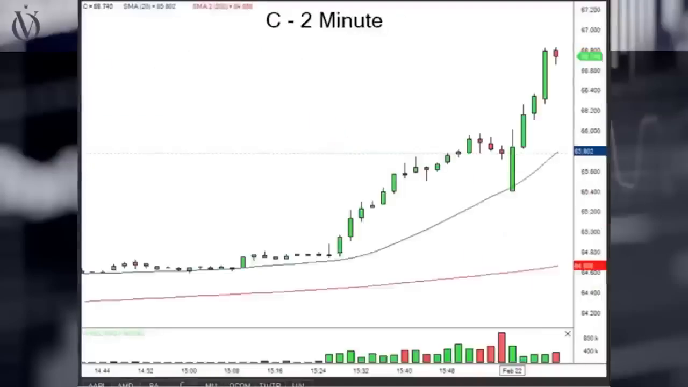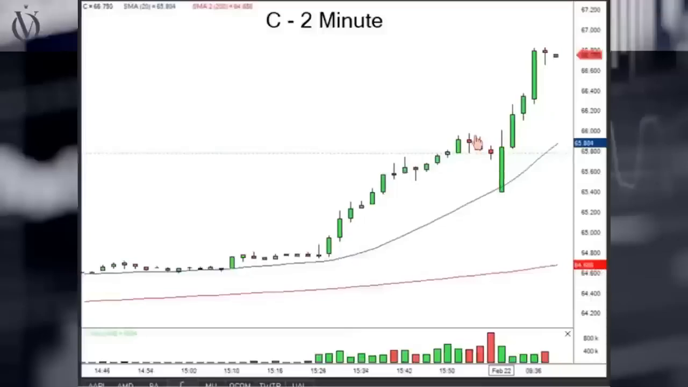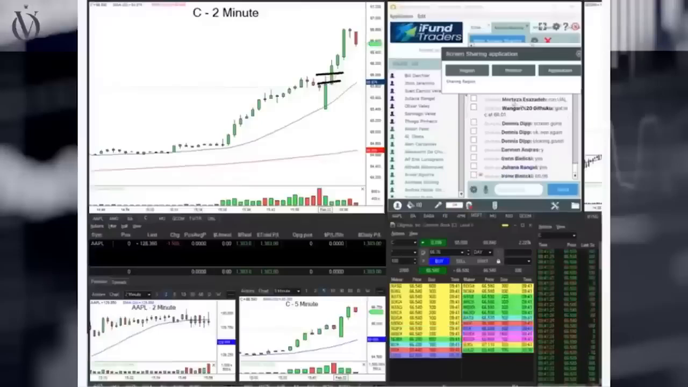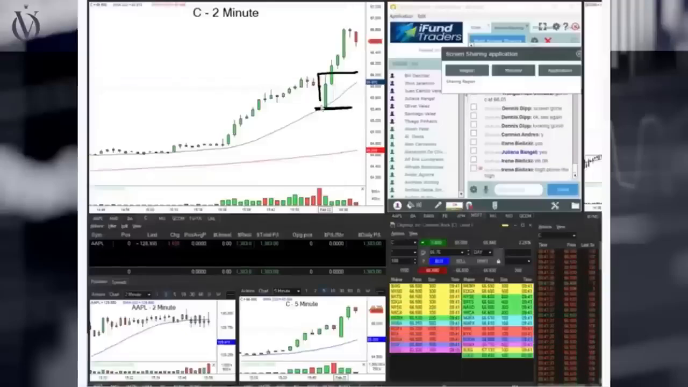What else are you guys doing? Irene's playing C. All right. Beautiful, beautiful move off the open this morning. I love this. Irene, did you get in above bar 1? All right, cool. Irene, how did you play the C this morning? Did you play above the green, above the high of the first bar? How did you play it? 6606? All right, cool. 6606. So you got in above the high. All right, I'm assuming you're protecting yourself below the low. You're not going to lose more than 1 bar.